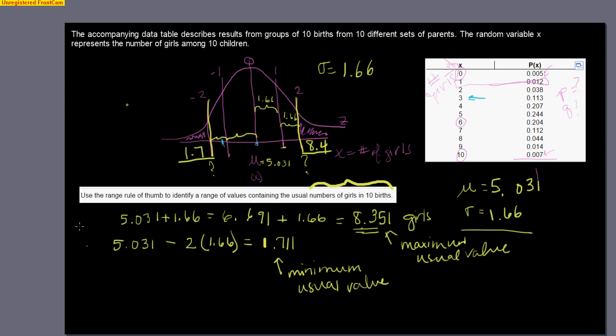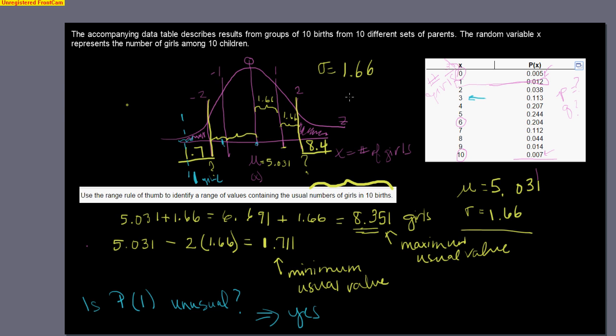How about the probability of having 1 girl? Is it unusual? Well, I would say, yeah, 1 girl is way out here. This is 1 girl here. And that is definitely in the unusual space, yes.